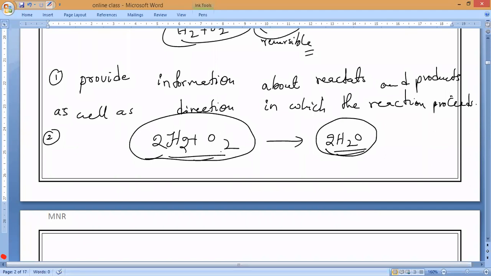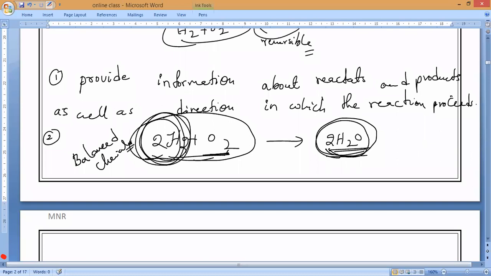The balanced chemical equation provides the information of the number of molecules of reactants taking part and the number of molecules of products formed in the reaction. So we get clear information on how many molecules of reactants are involved and how many molecules of products are forming. We can get this information only from the balanced chemical equation. Clear, everyone? That is what you have to remember. So please write it there. That is the second point.